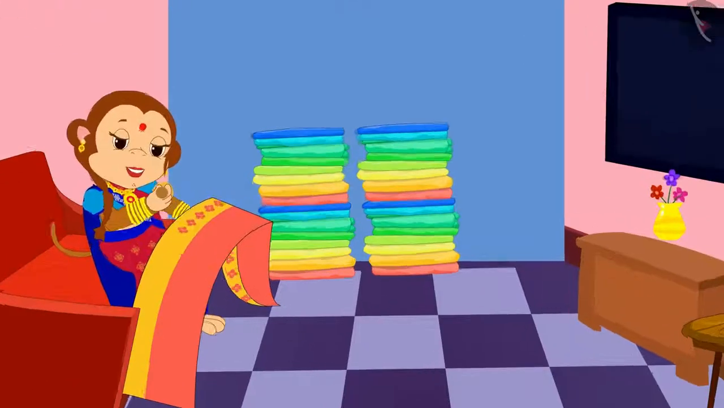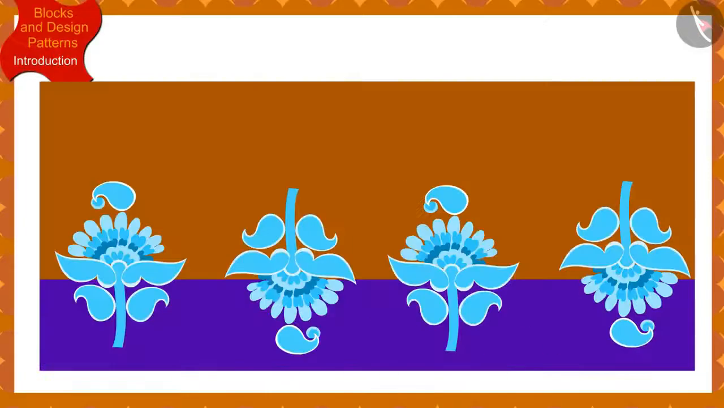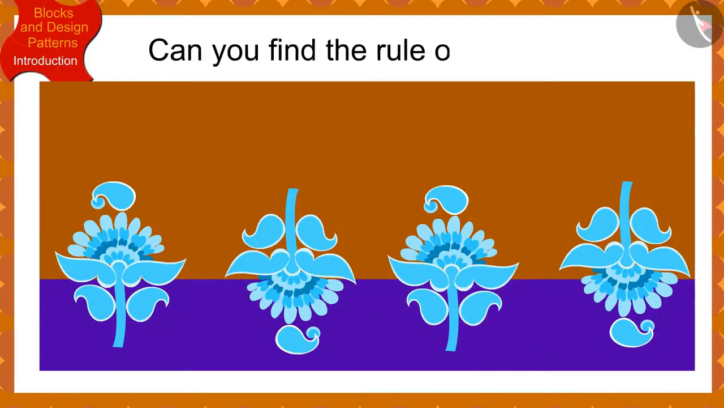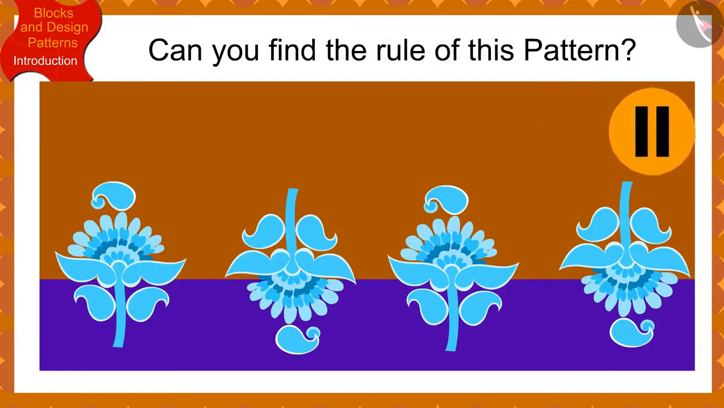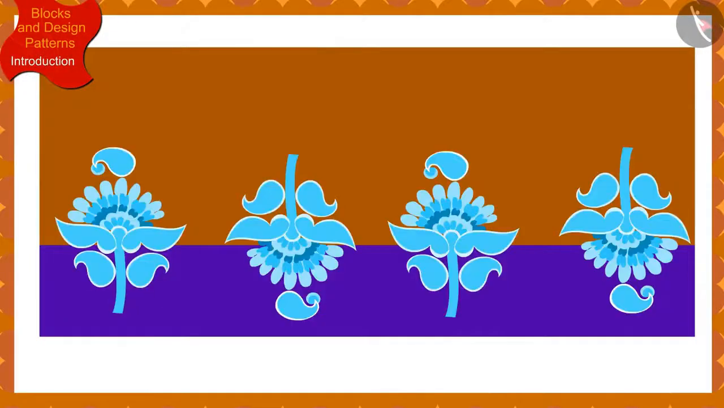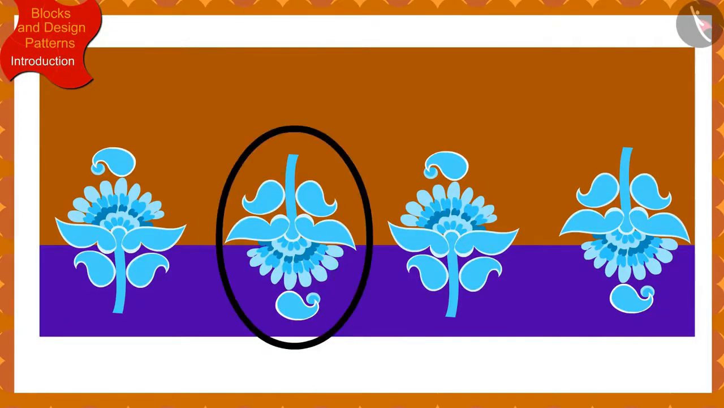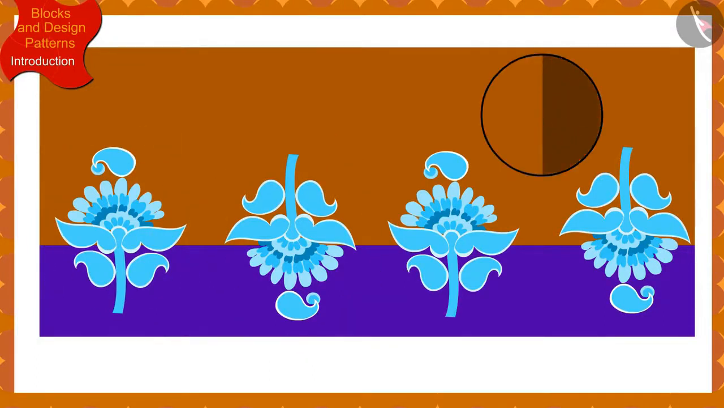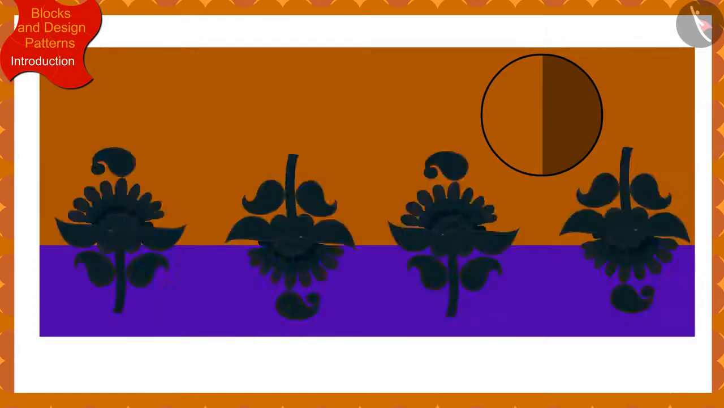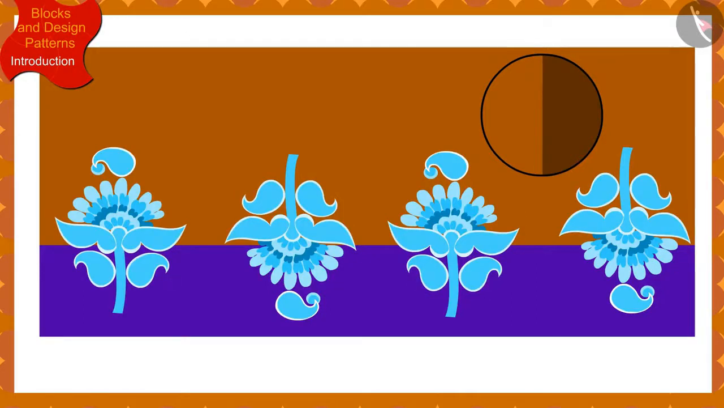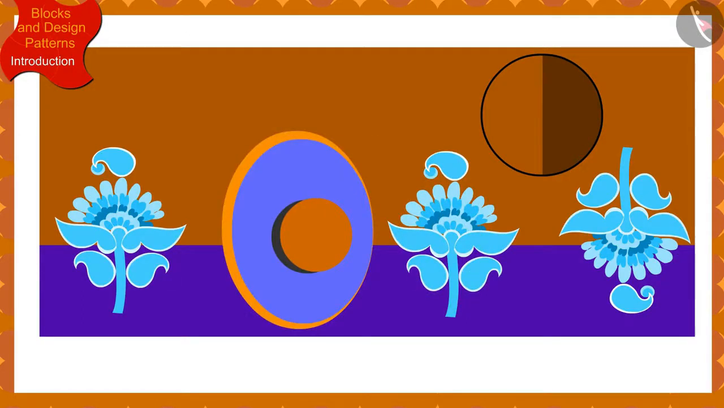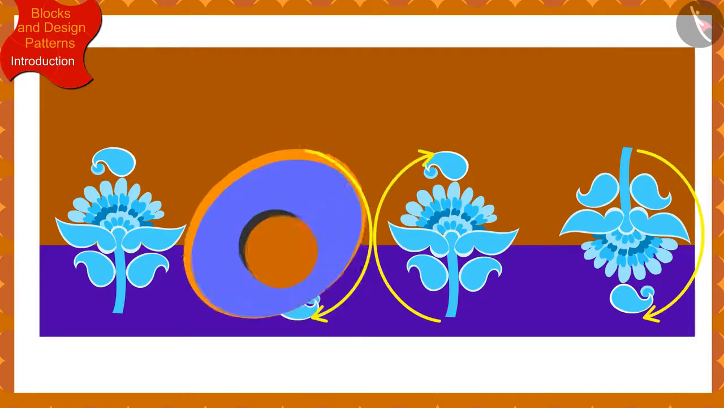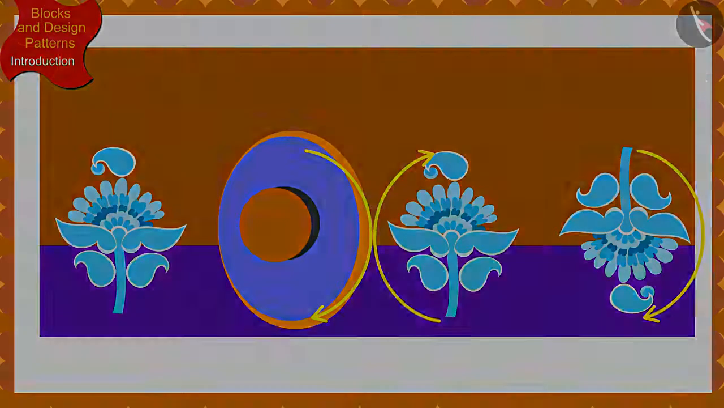Children, if Banno has made such a design on one of the saris, can you find the rule of this pattern? If you wish to, you may stop the video and think of the answer. If we look closely, we will find that this impression has been made by rotating the previous impression by half in the clockwise direction. In order to create this pattern, Banno has rotated the block of the design by half in the clockwise direction each time.